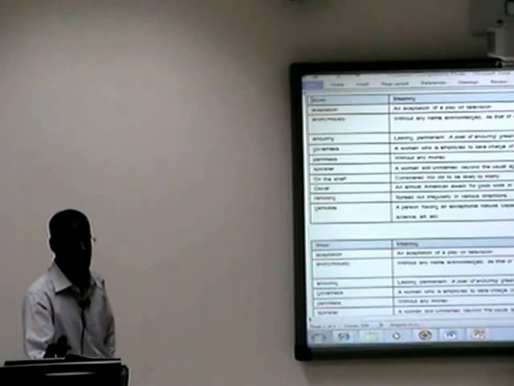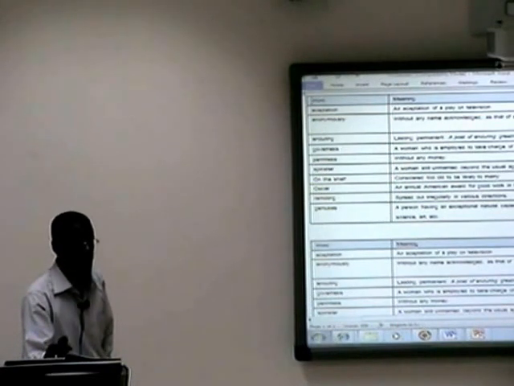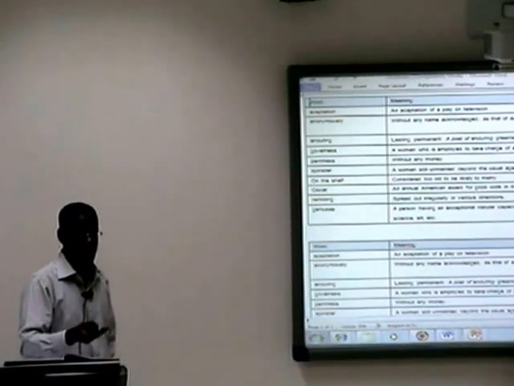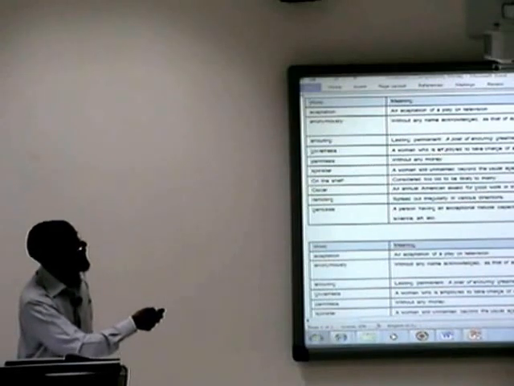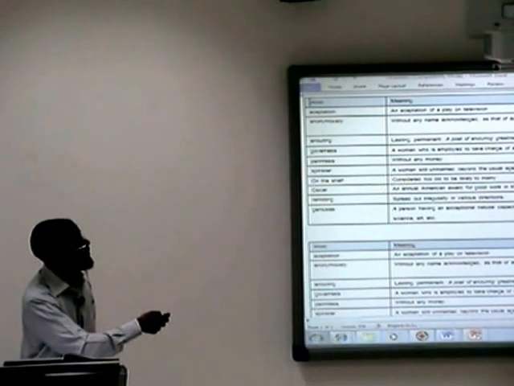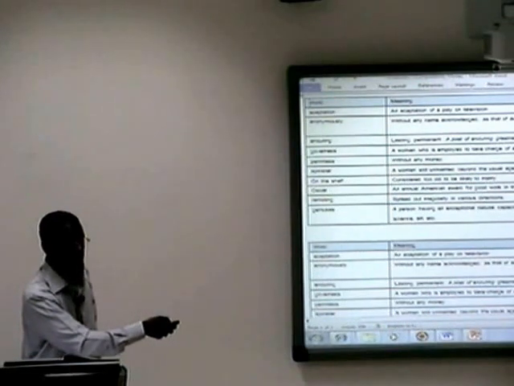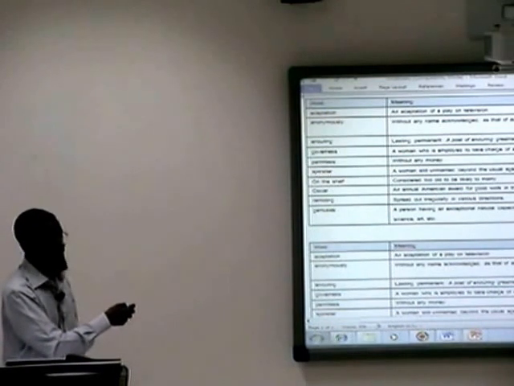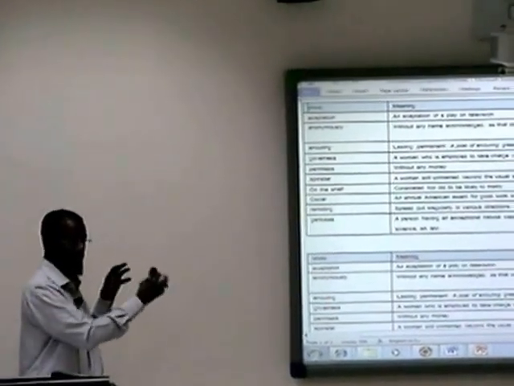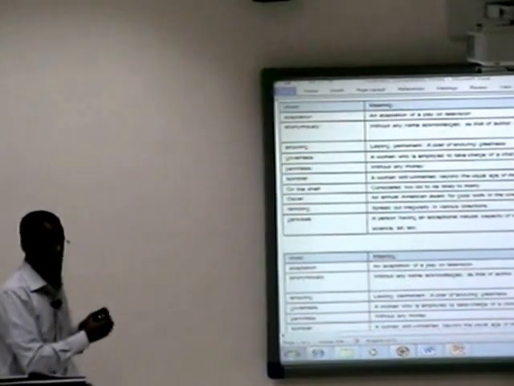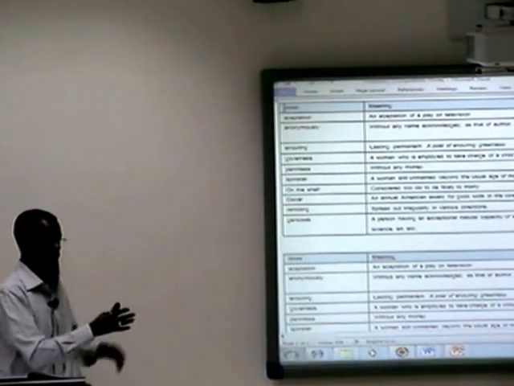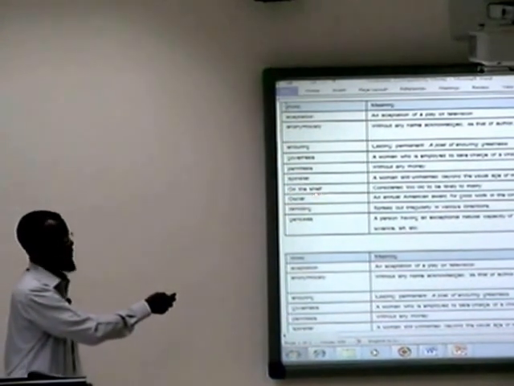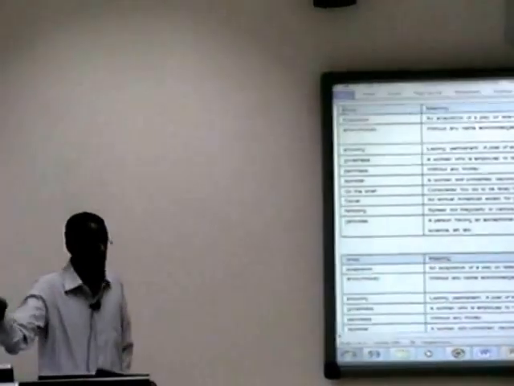Spinster is someone who is not married, unmarried. But she is unmarried because she is considered a bit old. On the shelf is a woman who is what? Considered too old to be likely to marry. So it's synonymous. But this one, on the shelf, is an idiom, while spinster is a noun. An idiom is a combination of words that have a certain meaning. You can't understand the meaning by analyzing each word on its own. So if you take just shelf, it doesn't have anything to do with marriage or women.